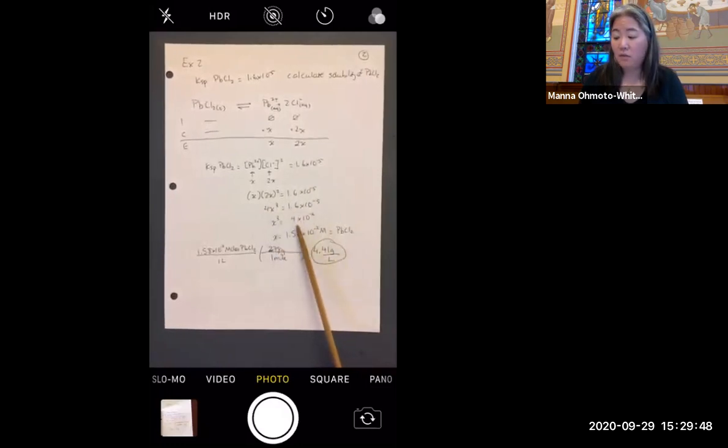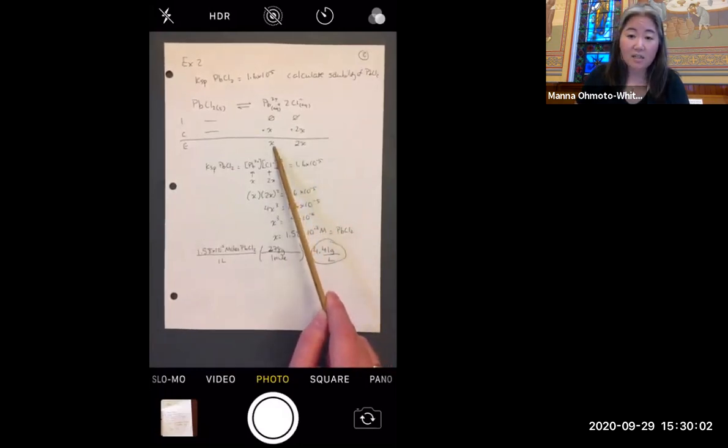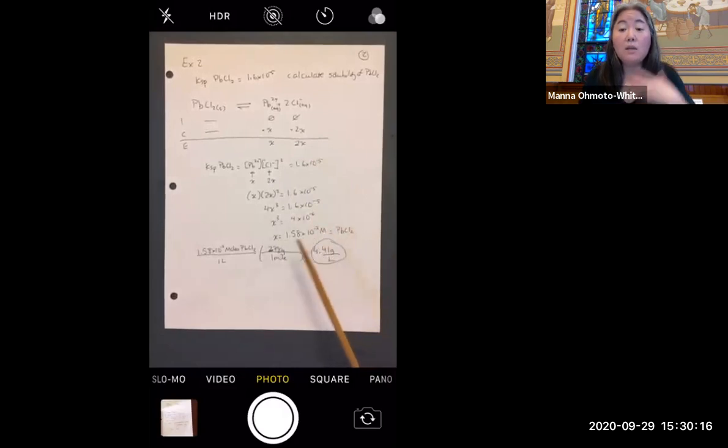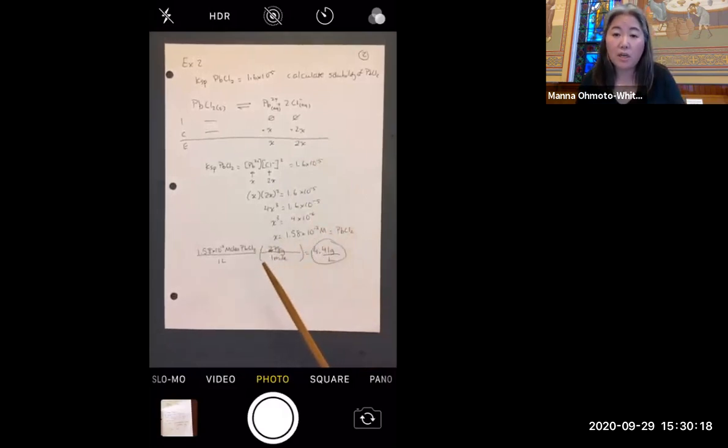I divide both sides by 4. I get x cubed is equal to 4 times 10 to the negative 6th. I take the cube root of this, and it becomes 1.58 times 10 to the negative 2nd molar. That's my concentration of lead ions in solution. Twice that, so about 3 times 10 to the negative 2nd molar, is the concentration of chloride ions when I reach saturation. And 1.58 times 10 to the negative 2nd moles per liter is the limit of the number of moles of lead-2 chloride that can be dissolved in 1 liter of solution.